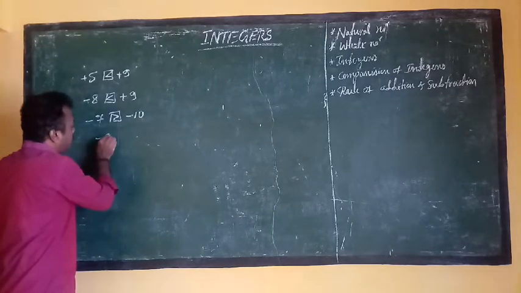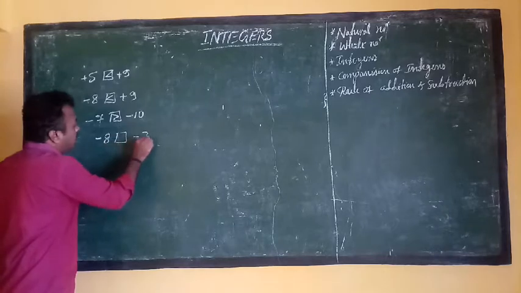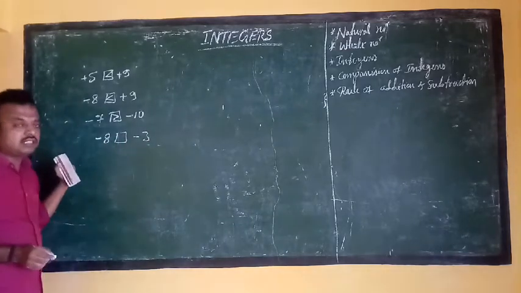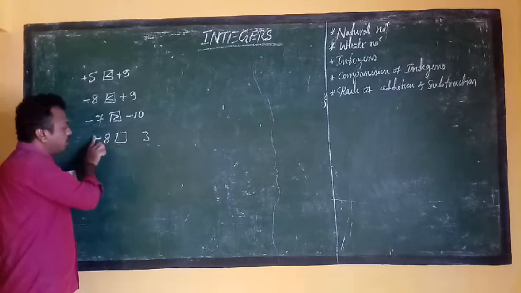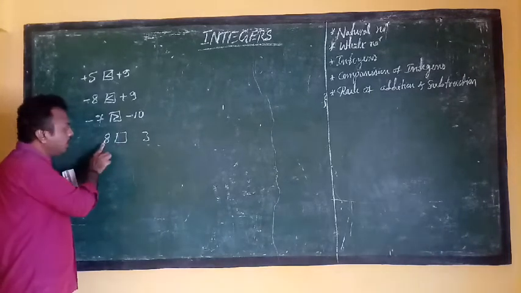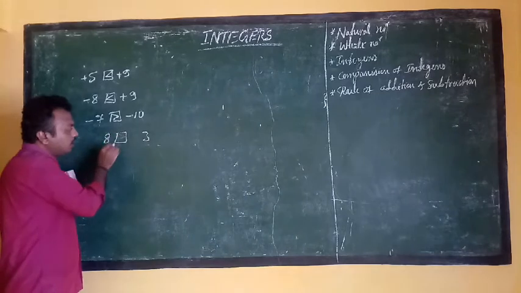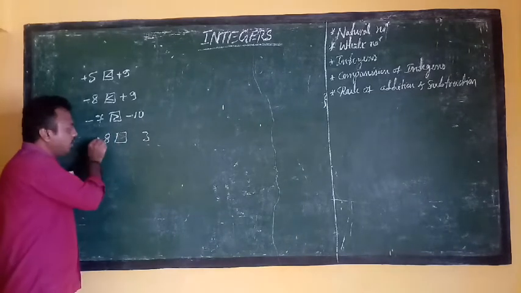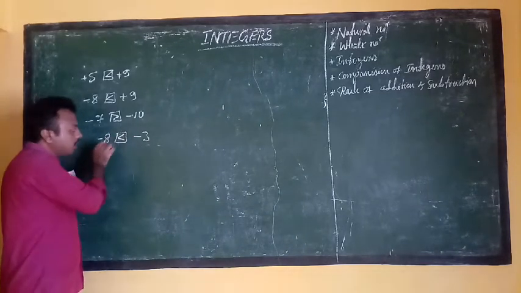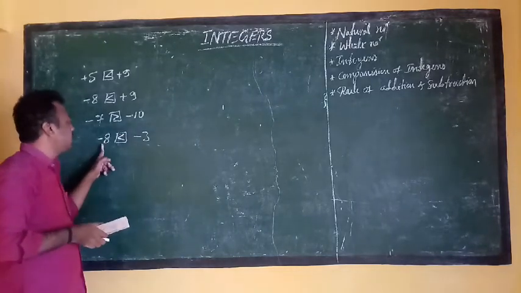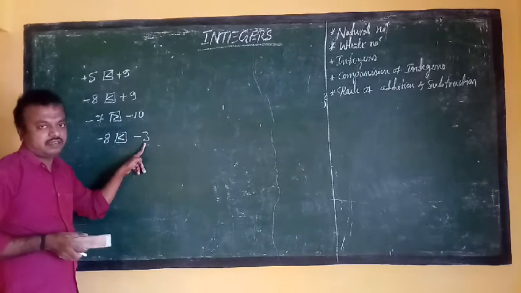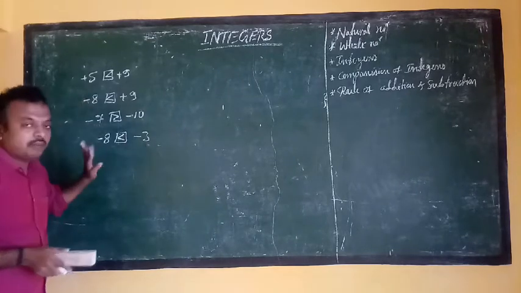Minus 8 and minus 3. Minus 8 and minus 3 is there. So you should remove the signs first. 8 and 3, so 8 is greater. If I put minus, the symbol is reversed. Correct? Very easy. Minus 8 is smaller than minus 3. Understand? So like this you have to compare.